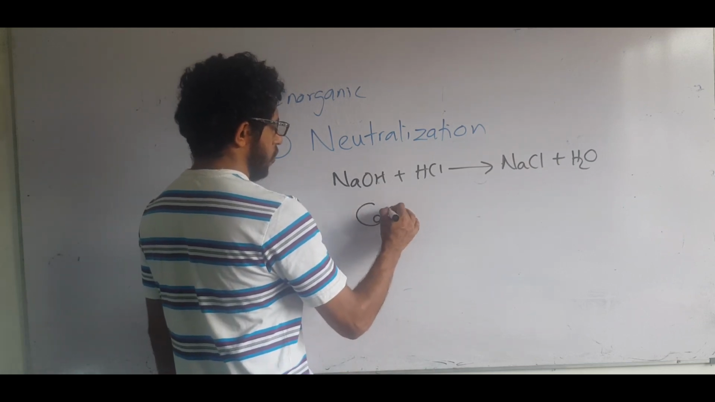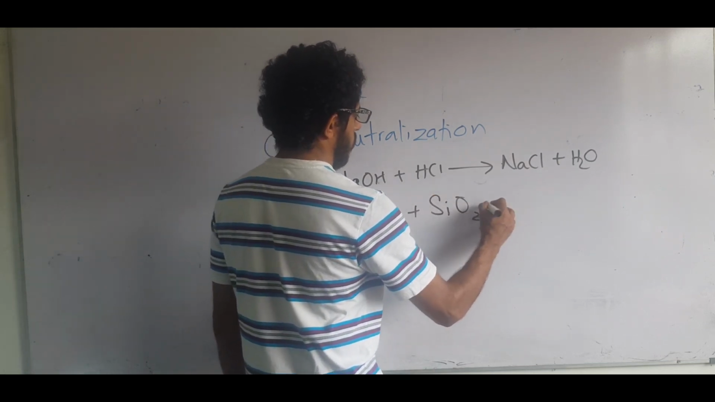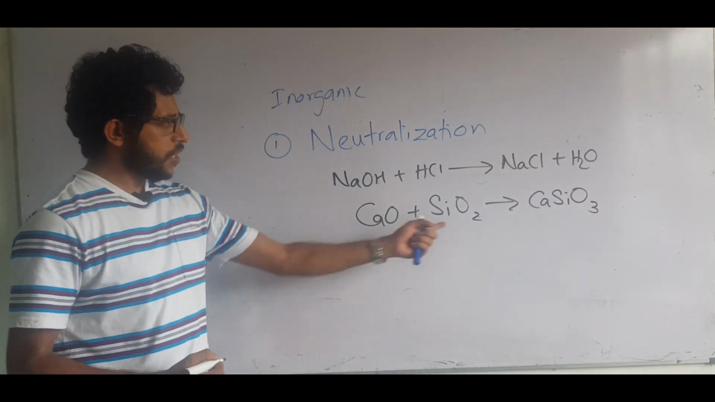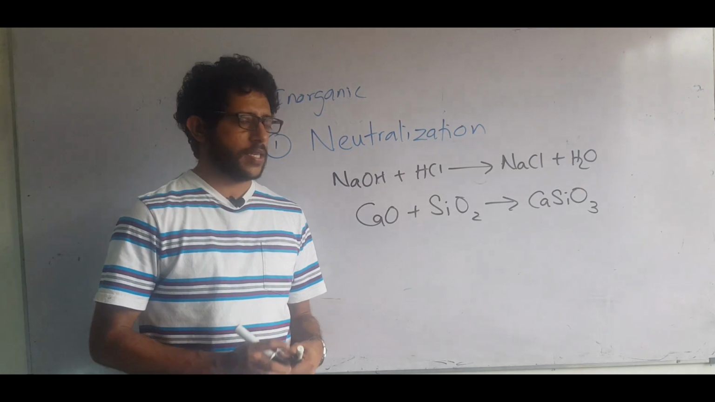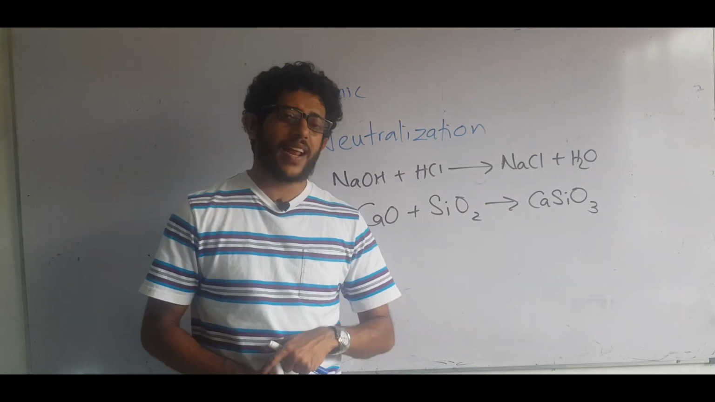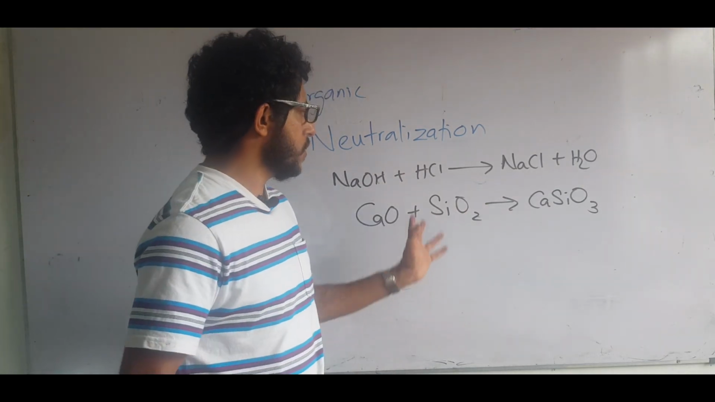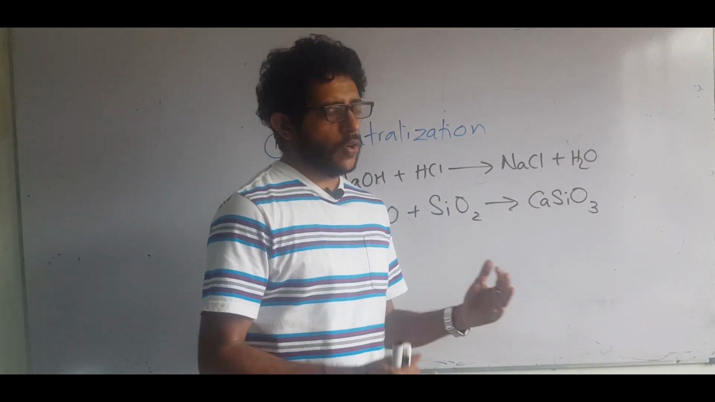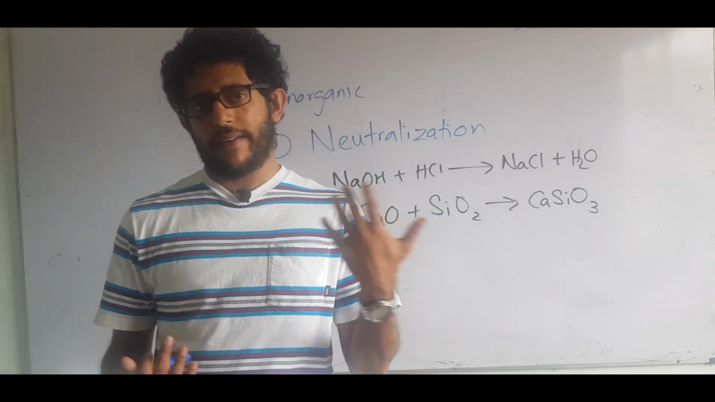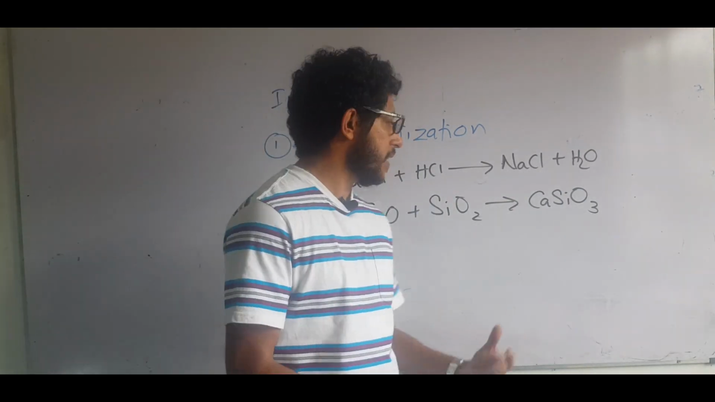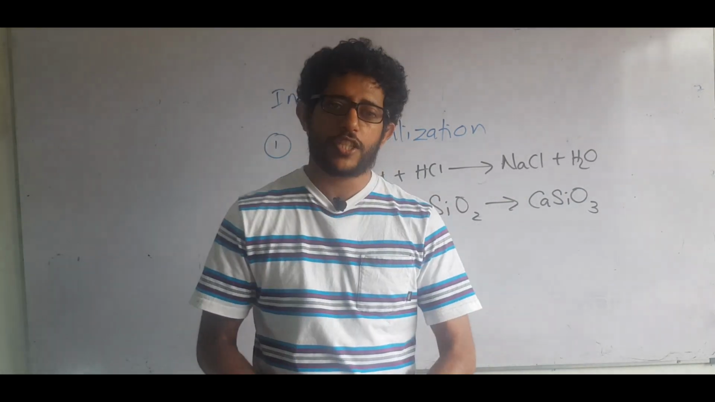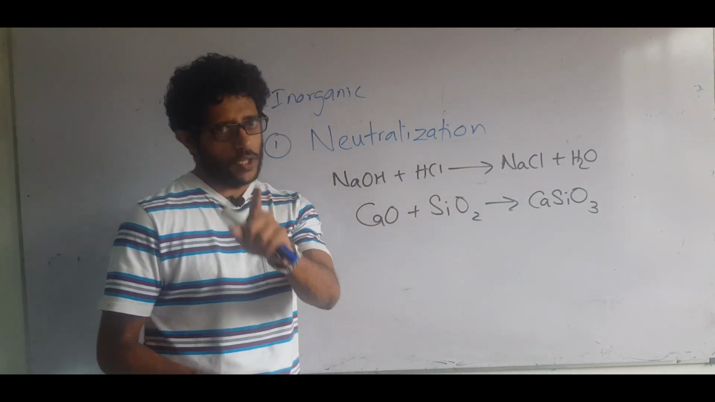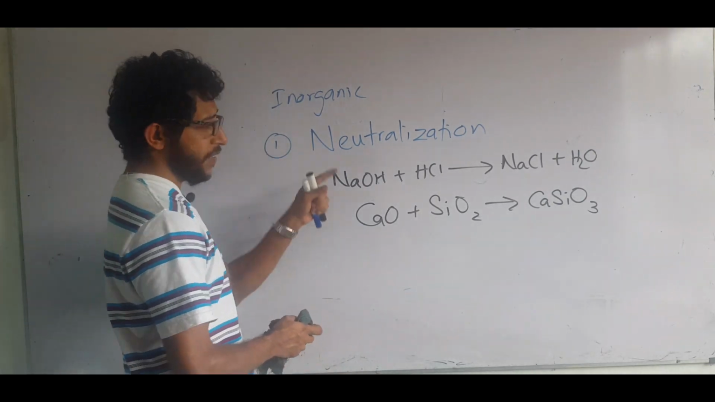But this is also a neutralization reaction: CaO plus SiO2 gives CaSiO3. Calcium oxide is alkaline, SiO2 is slightly acidic. So when they react, you produce CaSiO3. So that is also a neutralization reaction. Acid and base reacting to produce salt and water is the common neutralization, but here both of them are neutralization. So neutralization is an acidic substance reacting with an alkaline substance to produce salt. That is the very first type.